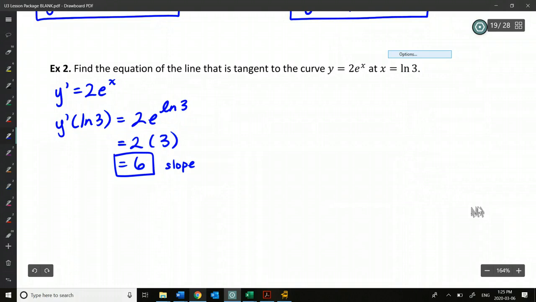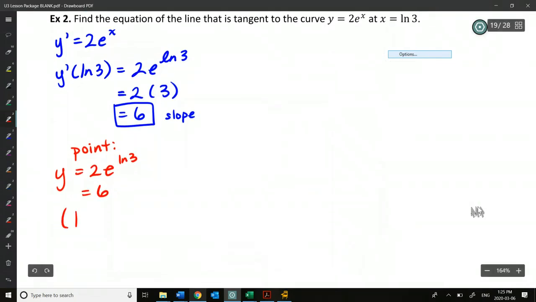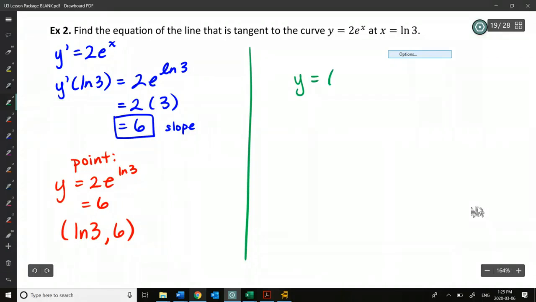We also need a point on the tangent line. It will end up being the same thing. When we evaluate y at ln 3, it'll be 2e to the ln 3, so we'll end up getting 6 for that as well. So our point will be ln 3, 6. And then we'll enter this into our y equals mx plus b function and enter in your point.